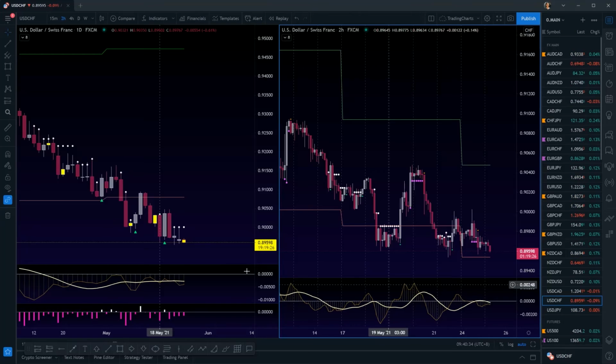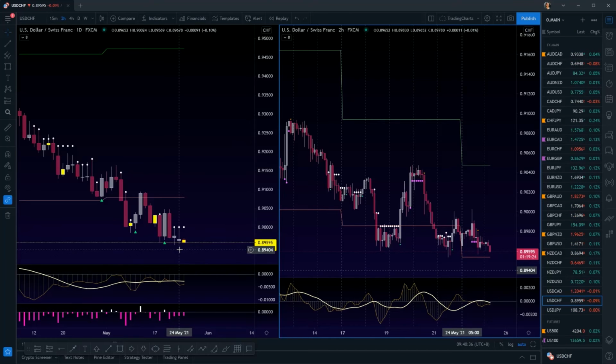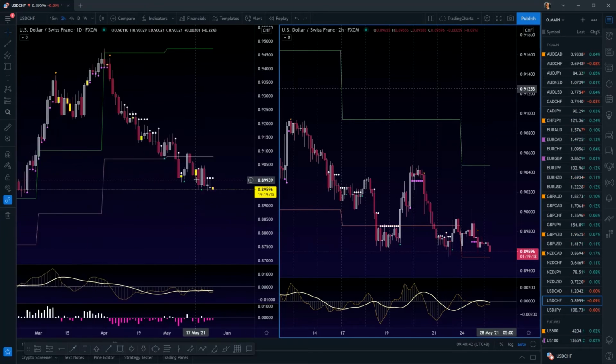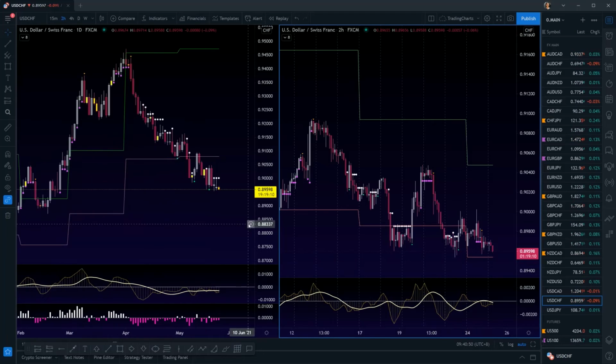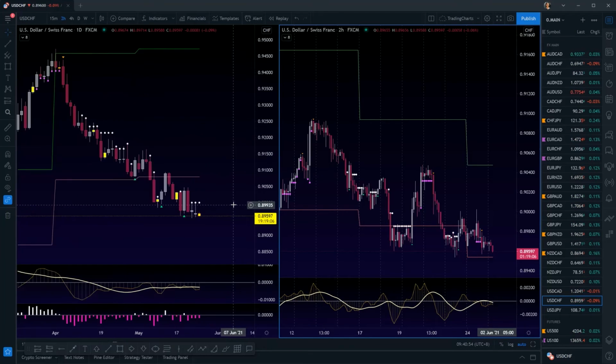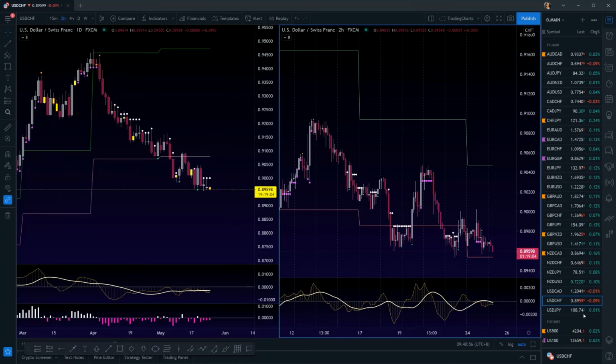US dollar, we see likewise, we got two bars that are just indecisive. Again, might be even breaking lower. Might be even more downside. Still more downside to give. Yeah, it's just US dollar weakness.